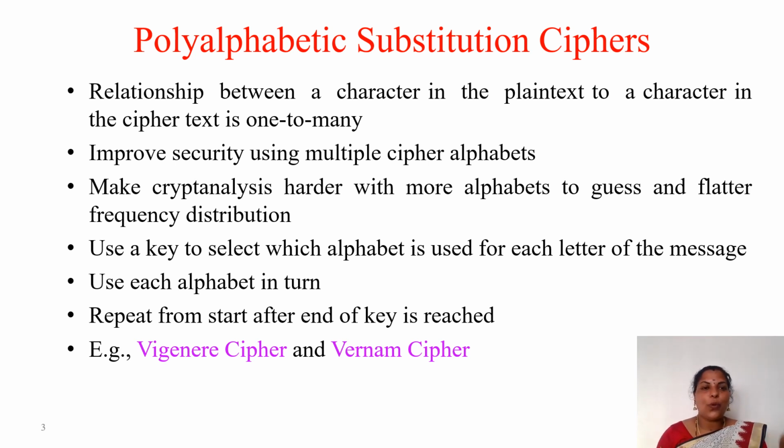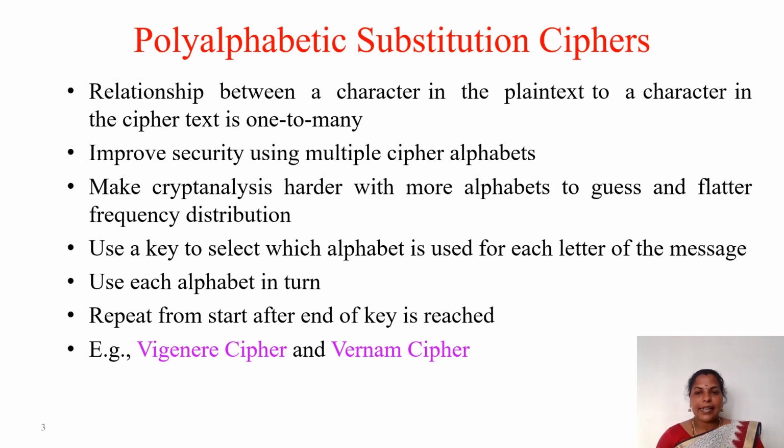So why are we going in for polyalphabetic? Monoalphabetic substitution ciphers are vulnerable to attack. We know the different monoalphabetic ciphers and their disadvantages, all those things we have discussed. So in order to improve the security using multiple cipher alphabets, we are going in for the polyalphabetic substitution cipher. We can make the cryptanalysis harder with more alphabets to guess and flatter the frequency distribution. Here we are using a key to select which alphabet is used for each letter of the message, and we are using each alphabet in turn. This is repeated from the start after the end of the key when needed.